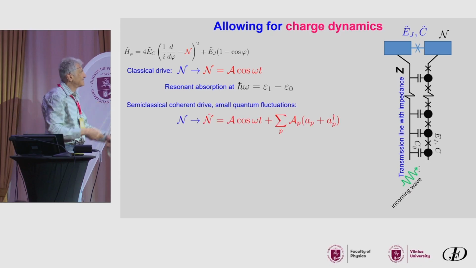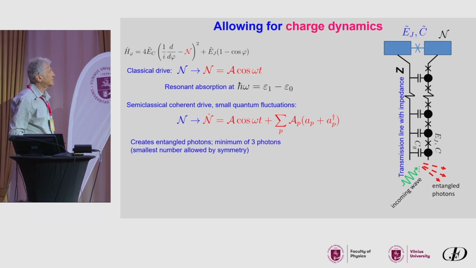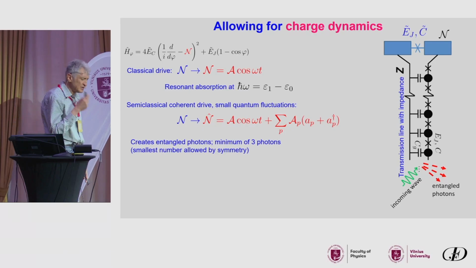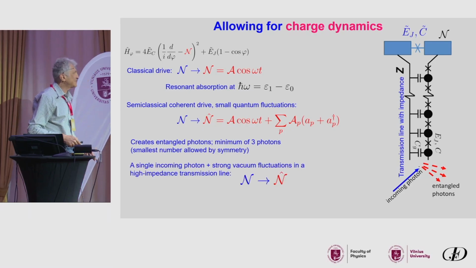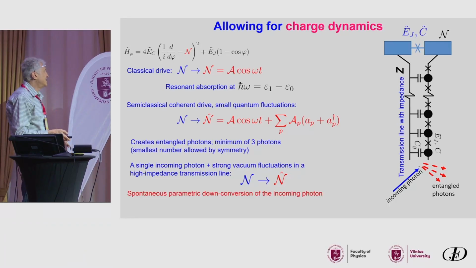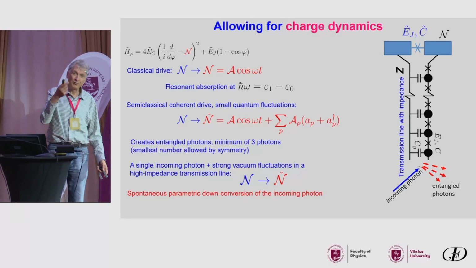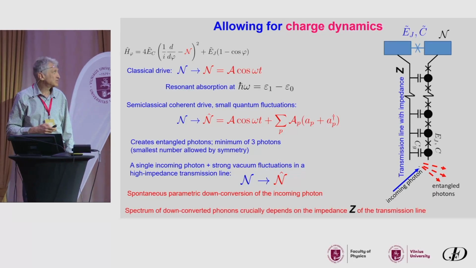Now, at the next level of sophistication, we can also allow some quantum fluctuations, and in this case, the incoming classical light will create entangled photons, and the minimum number of photons is 3 just by time reversal symmetry. In the next level, n is a quantum operator, and we can try to spontaneously parametrically down convert the incoming single photon.